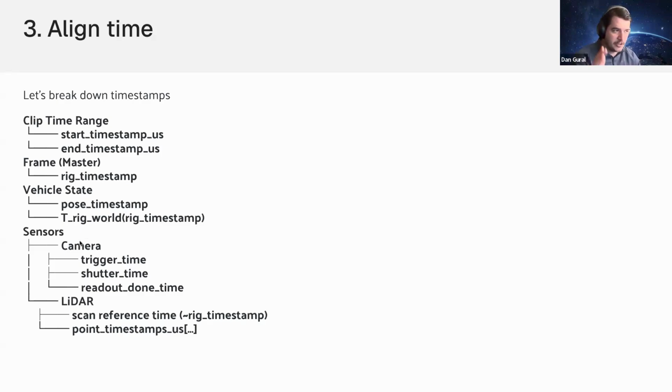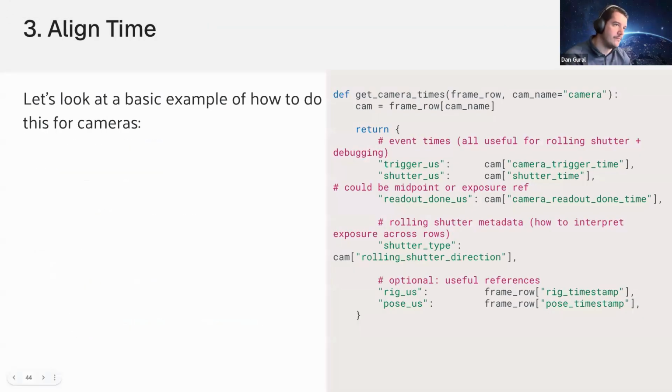And then for your cameras, it's trigger time, shutter time, readout time, so we know exactly when it started and when it finished. As well as for our LiDAR, it's going to be when it begins to spin, right? That scan reference time, and then each point should have a timing within that as well. If you don't have the specific point timestamps, it's fine. We can help build that with Physical AI Workbench as well.